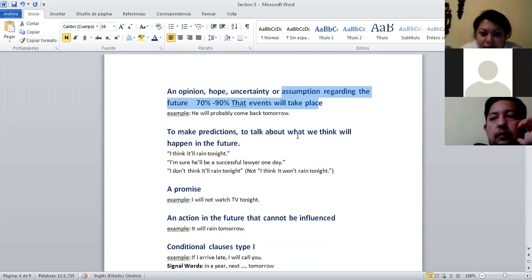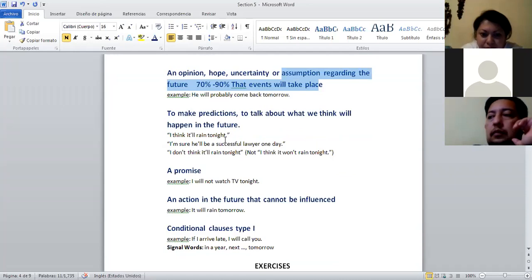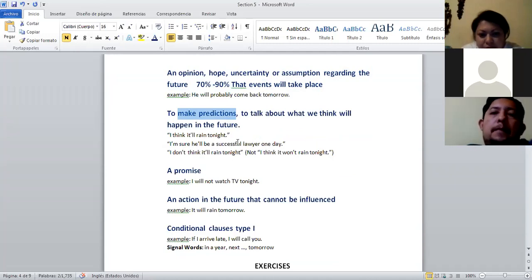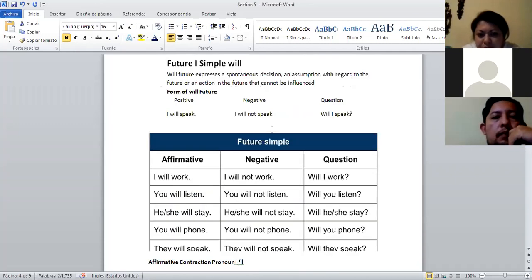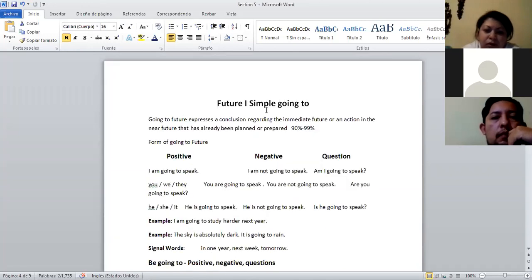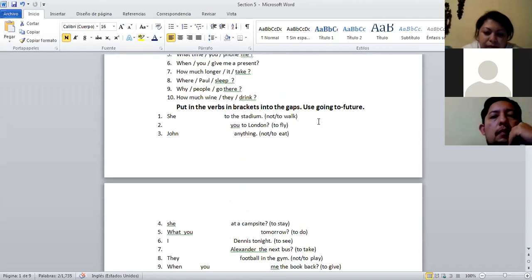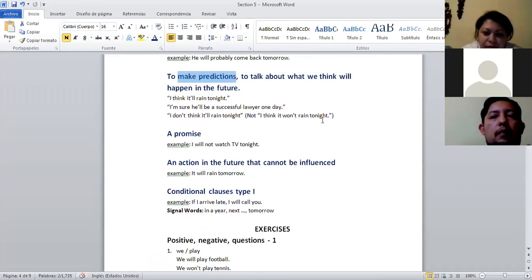To make predictions, to talk about what we think will happen in the future. I think it'll rain tonight. I'm not sure. I'm just making a prediction. I'm sure he'll be a successful lawyer one day. I am not sure. It's only a prediction. I don't think it'll rain tonight. So I don't know. It's just a prediction. Okay? When I am sure, I am going to use going to. When I am 90 to 100% sure. Okay? Very good.